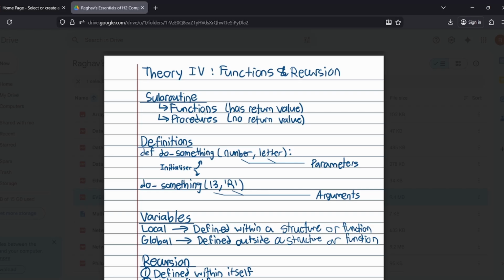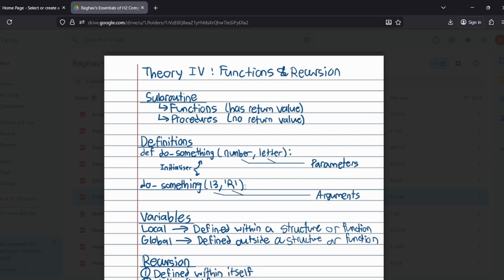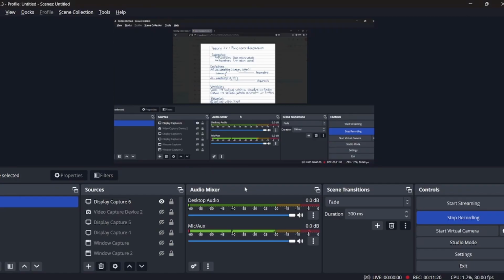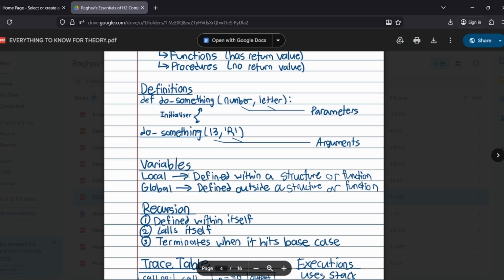Keep this in mind. Again, a parameter is an expectation. If you put a definition like def do_something, the parameter is what you will be using. It's not the value that's actually passed in. It's what you expect. The value you actually pass in is called an argument. It's a completely different concept. Now, these two are called initializers, of course.